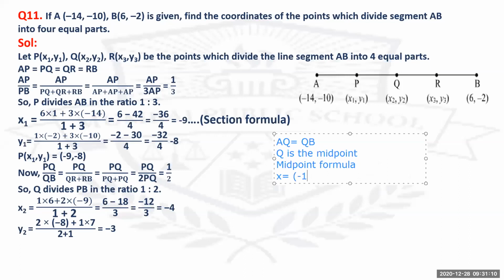Now with the help of this, I'm solving that: x equals minus 14 plus 6 upon 2. Understood? So minus 14 plus 6 is what? Minus 8. So minus 8 upon 2. What is minus 8 upon 2? That is equal to minus 4. Is this clear? Here I've got the same thing, minus 4.